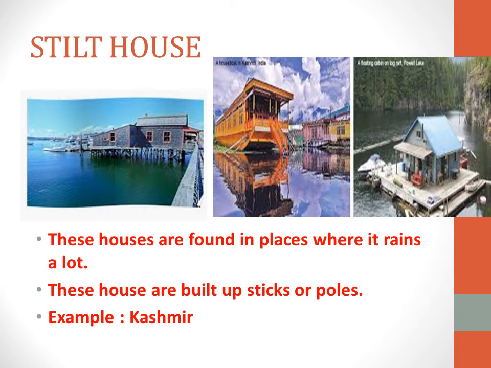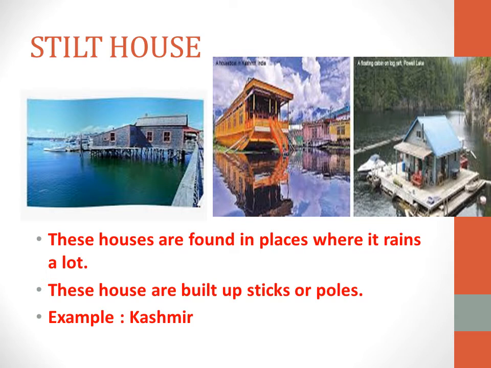Now we are going to see about stilt house. What is this? Stilt. S-T-I-L-T. Stilt house. So what is a stilt house? It is found in a place where it rains a lot. It is made up of wood, sticks and poles. Poles means a huge stick like thing which is made up of wood.